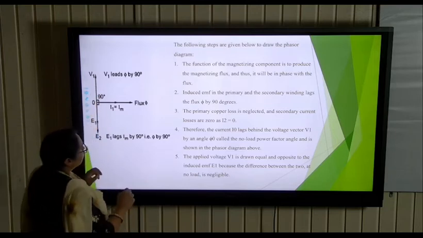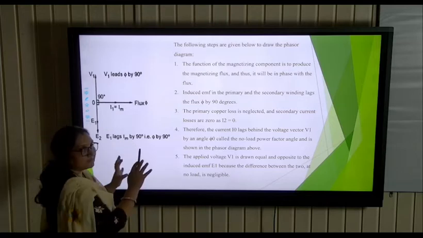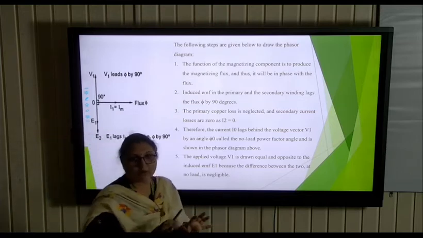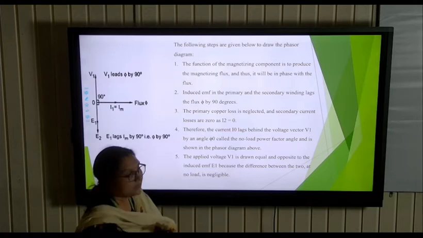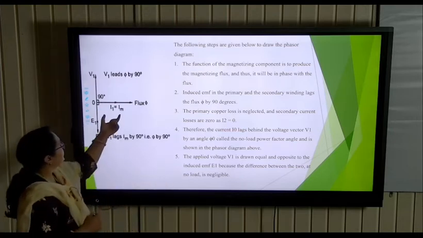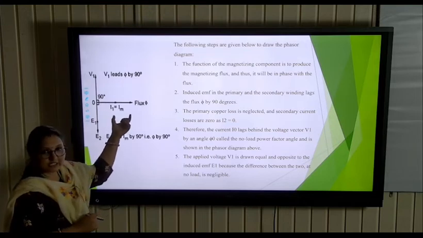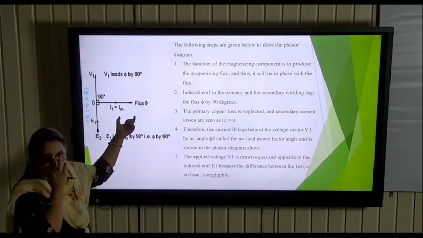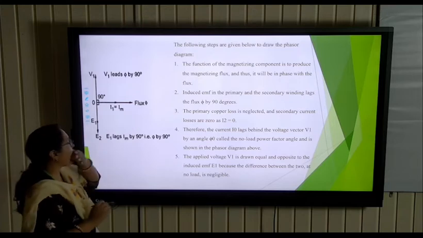So this is how you get the phasor diagram when the transformer is on no load. What is important here? The important part of this phasor diagram is that the current which initially circulates on the primary side is just for creating the magnetism, that is Im.